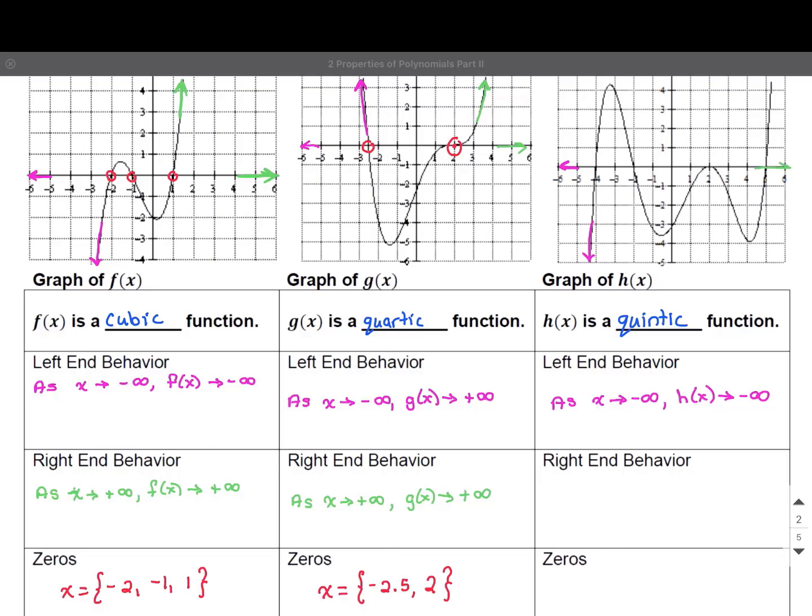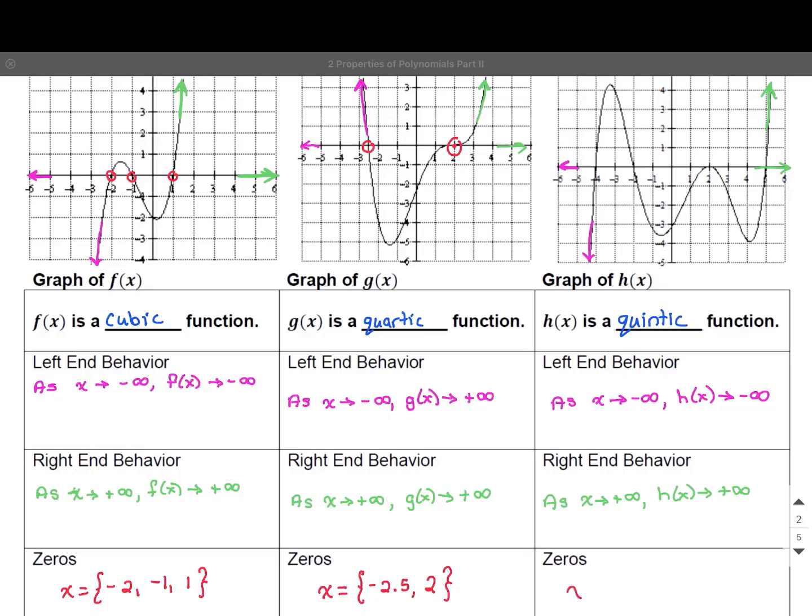Now the right end behavior. As we go off the graph to the right, that's as the x's get large without bound. They head to positive infinity. What happens to those function values? As we go off to the right, our function is increasing without bound. Those values are getting larger and larger.